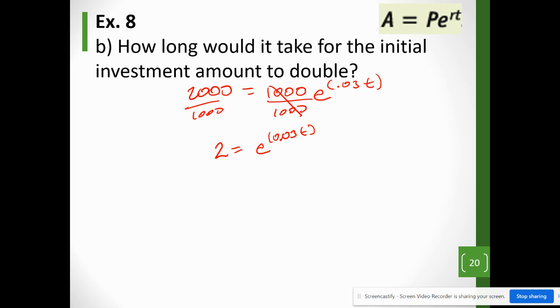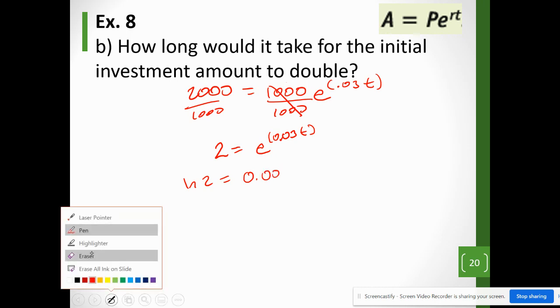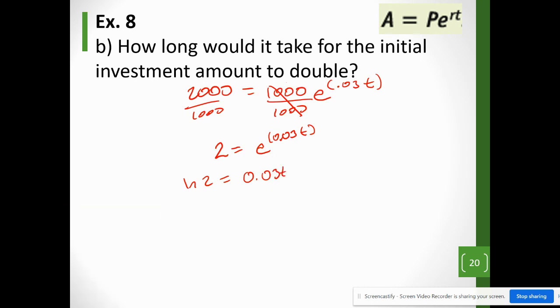So I'm just going to say, since I have an e, let me use ln. So I have that ln of 2 is equal to 0.03t, because remember, once I do the ln of both sides, the ln of e cancels out, so I just have ln of 2 is equal to 0.03t. So for me to solve for t, I'm going to divide both of these sides by 0.03.